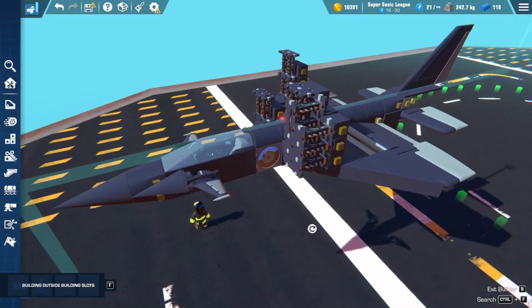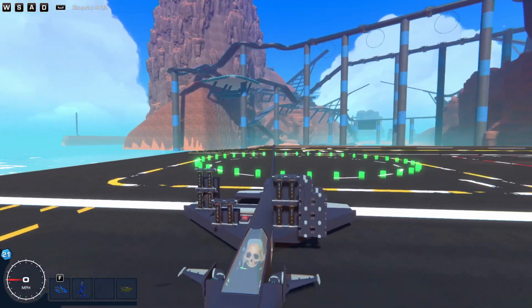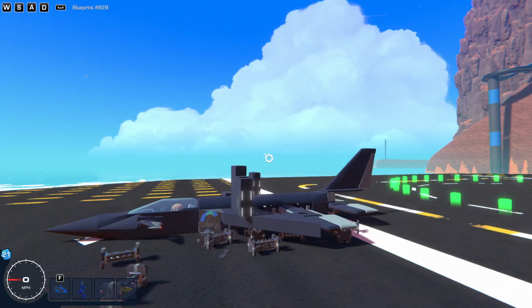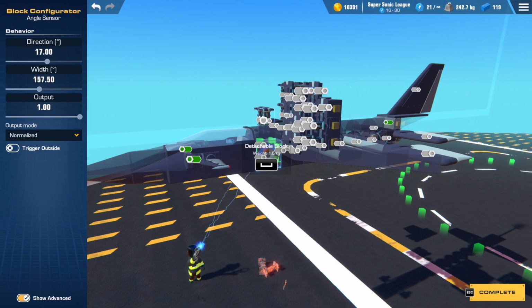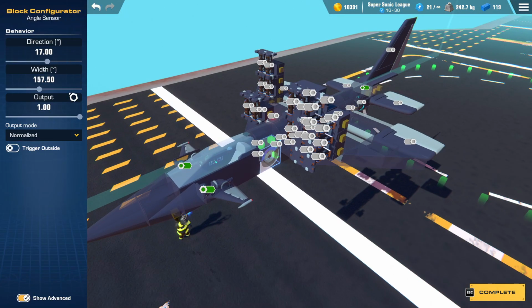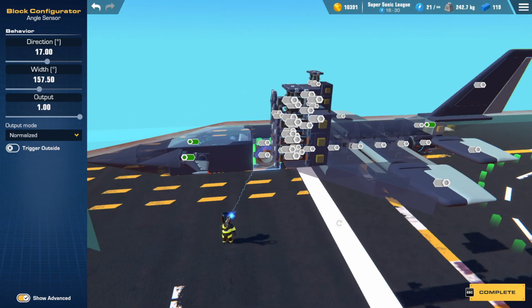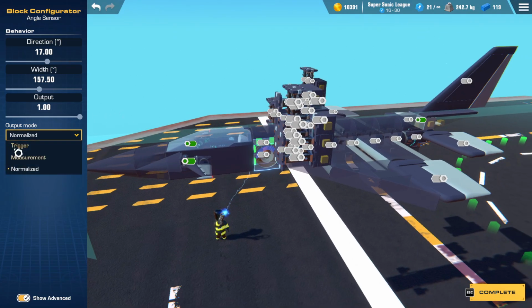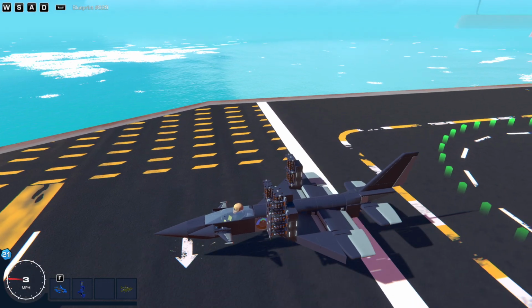I wanted to do some sort of fly-by-wire system using canards. So I thought, use an angle sensor, and I was digging around in the settings, just trying to find something that seemed like it would function. I realize I might not have to use a bunch of altitude sensors. This normalized thing, I had the idea that I might just output a value that corresponds to the angle detected, and that's exactly what this does, I believe.